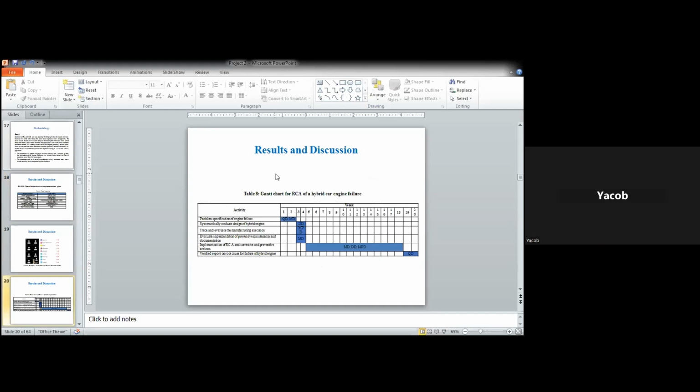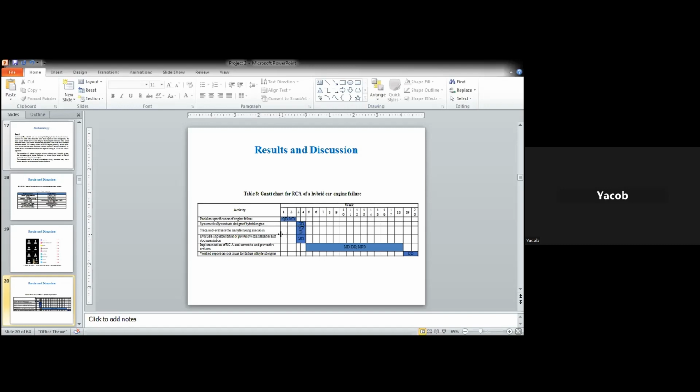So a Gantt chart for the RCA analysis of the hybrid car engine is then prepared. The first activity was problem specification of the engine failure. This should be done in the first 2 weeks by the quality department and maintenance department, and then systematically evaluate the design of the hybrid engine. This can be done by the design department in the 3rd and 4th week.